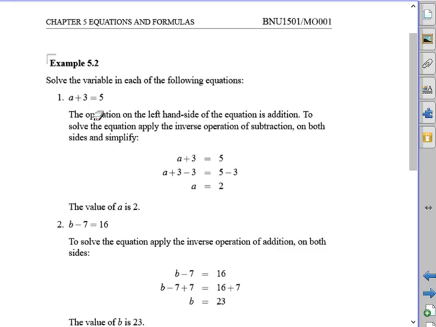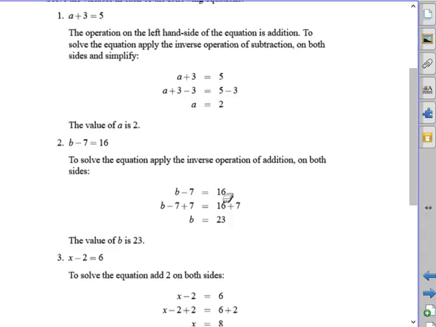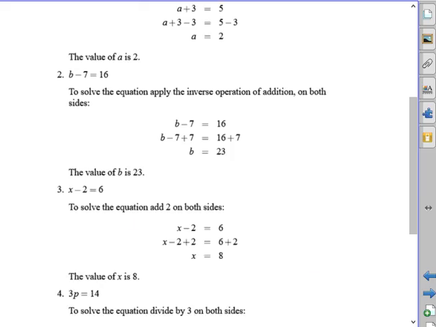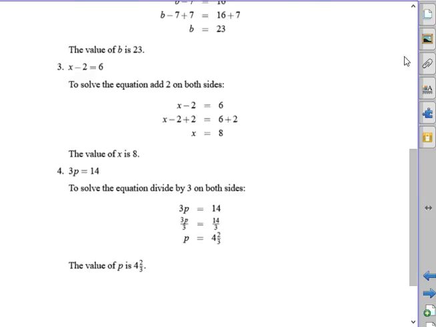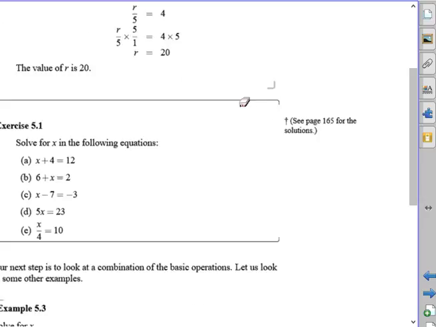Example 5.2, the first one is exactly the same. We want to take the 3 over by subtracting. In 2, we want to take the 7 over by adding. In 3, we want to take the 2 over by subtracting. These are all exactly what you've done before. What I want you to do very quickly is exercise 5.1, and then we're going to go on to slightly more complicated ones. So you try this one on your own quickly.